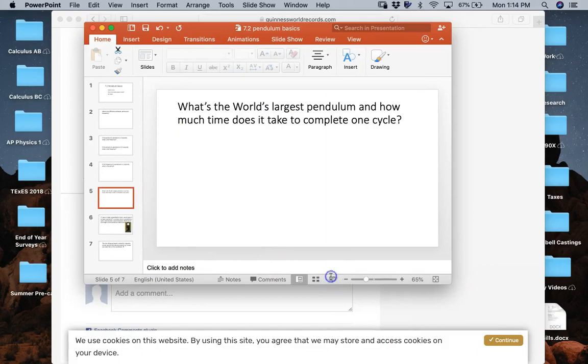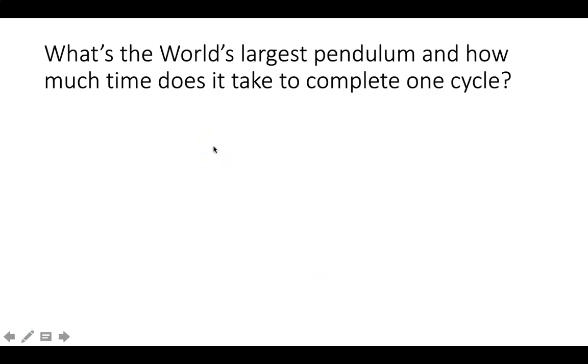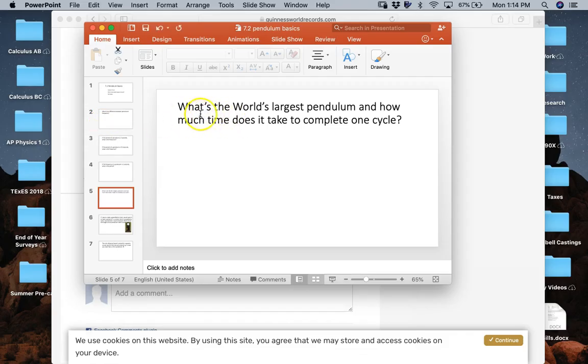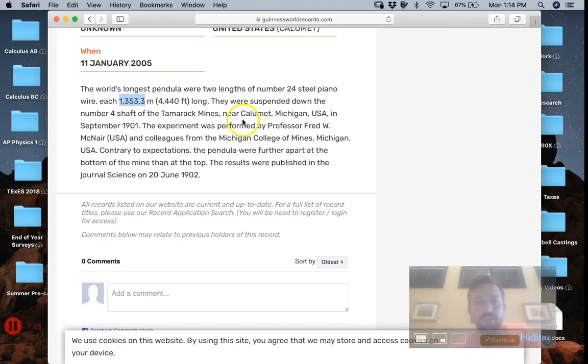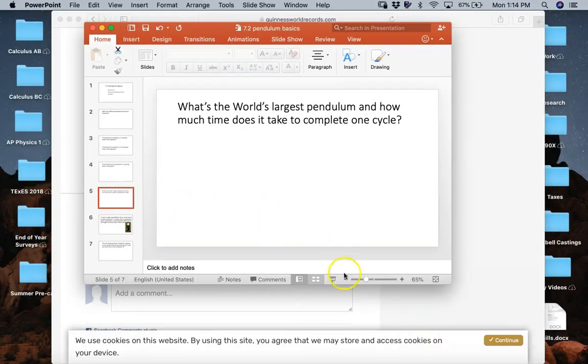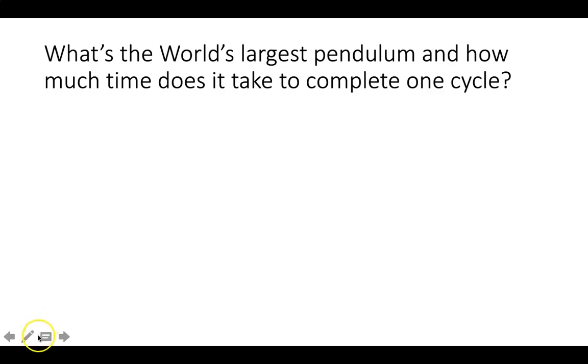So let's go back here. Okay, so I have the length of the pendulum. The length of the pendulum is 1,000, darn it, I don't remember what it was. Let me go back to it. It's 1,350. Okay, here we go. So the length of the pendulum is 1,350 meters, okay?